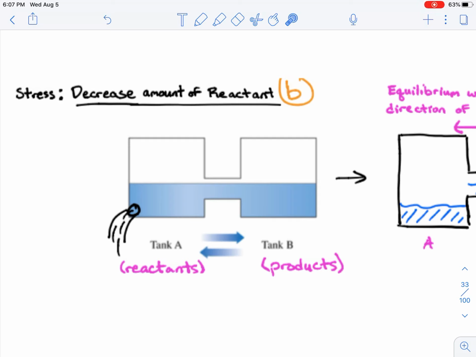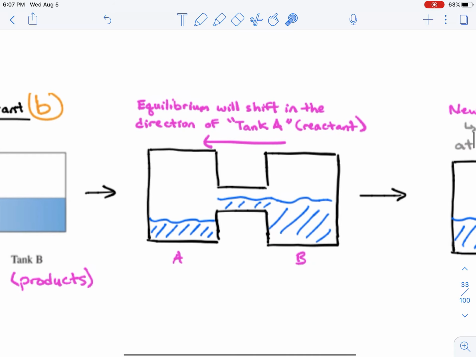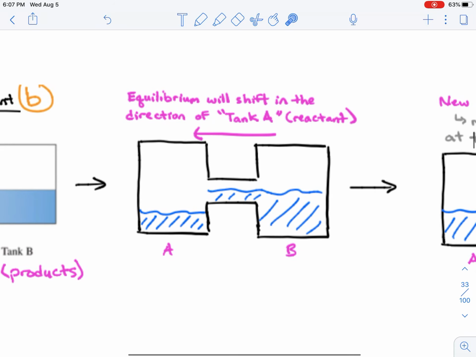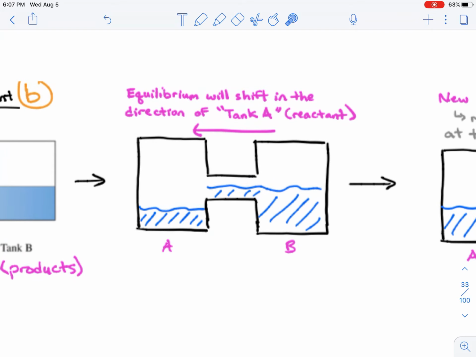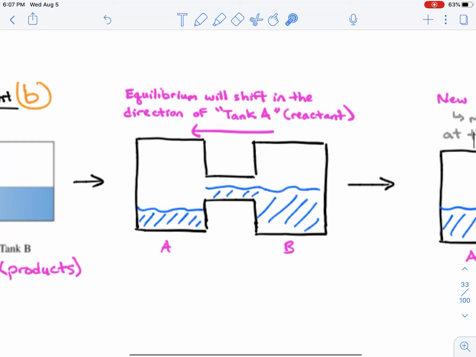So going back to this illustration, we can demonstrate this by puncturing a hole in tank A. This is going to be the stress that's applied. We know that if we have a hole in a tank, the level of the liquid is going to decrease because it's going to flow out of the tank. And so at some point in time, there's going to be an unequal amount of level between the two liquids in tank A and tank B.